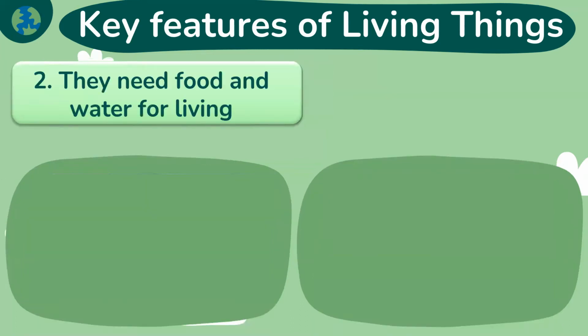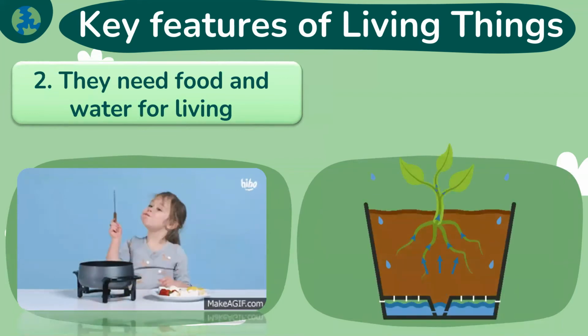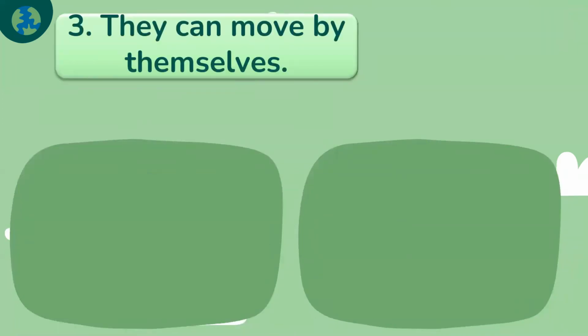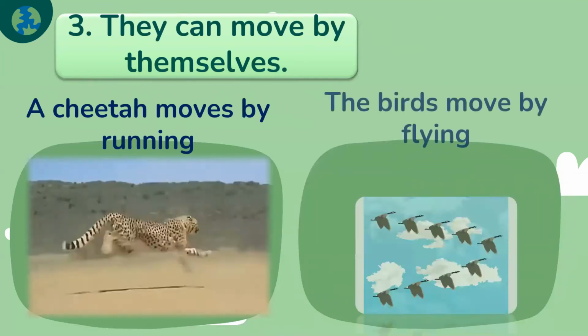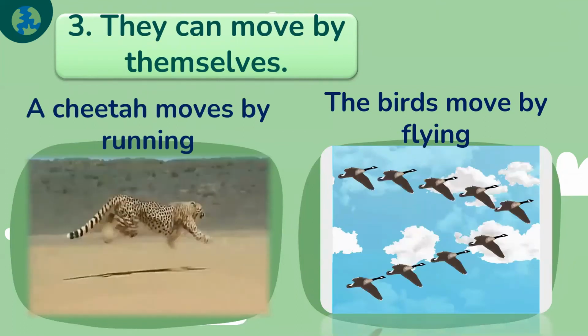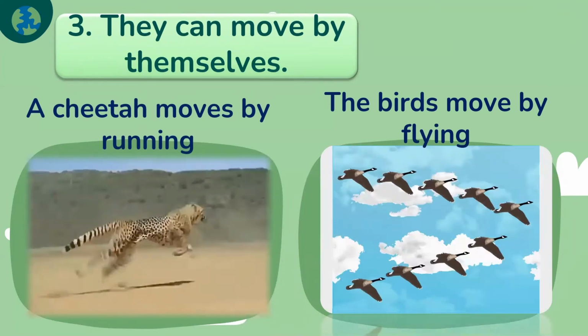Number 2, they need food and water for living. We humans need food and water for us to live. Plants also need water to grow. Now, for number 3, they can move by themselves, just like the cheetah who moves by running or walking, and the birds who move by flying. So even as humans, we can move by walking.